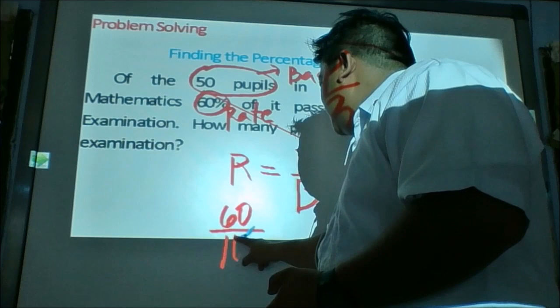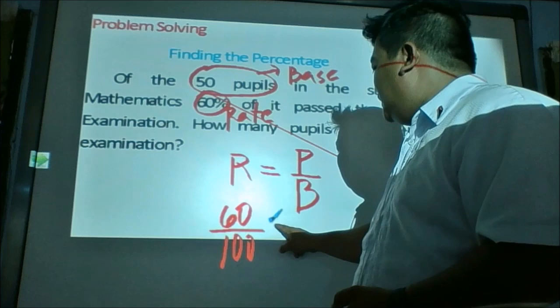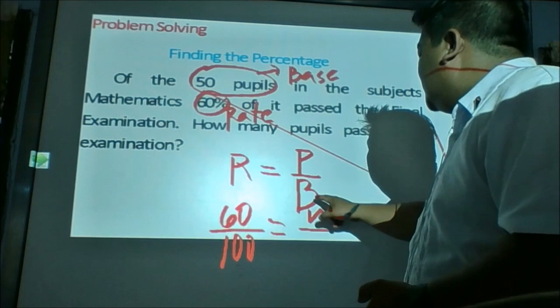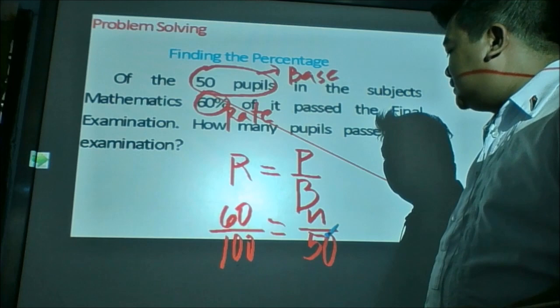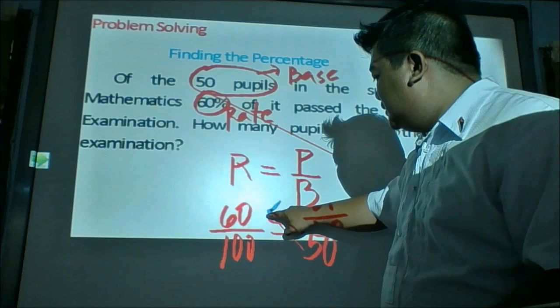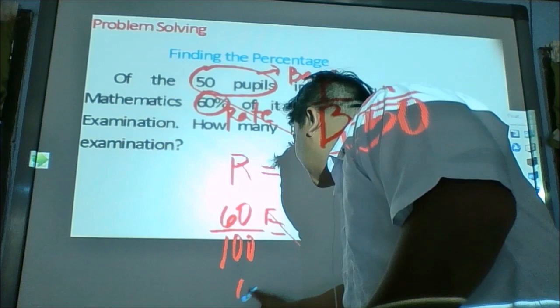Why is it 60 to 100? Because 60% is 60 out of 100. Then percentage is unknown, so let us write n. The base is 50. So now let us cross product in order to find n. Cross product: 50 times 60 is 3,000.